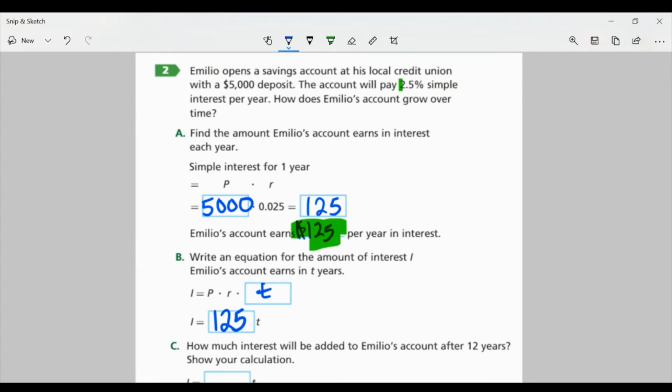So all I have to do now is just plug in however many years for T, and that would give me how much simple interest it is over that amount of years.